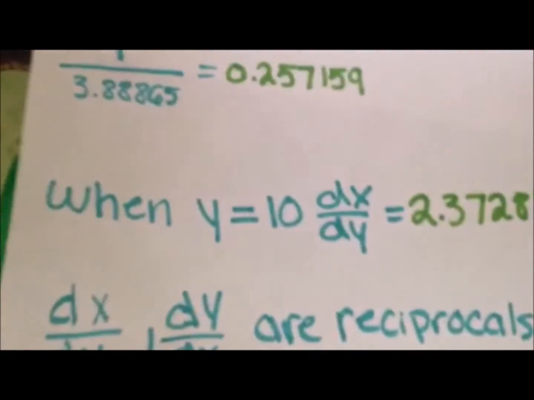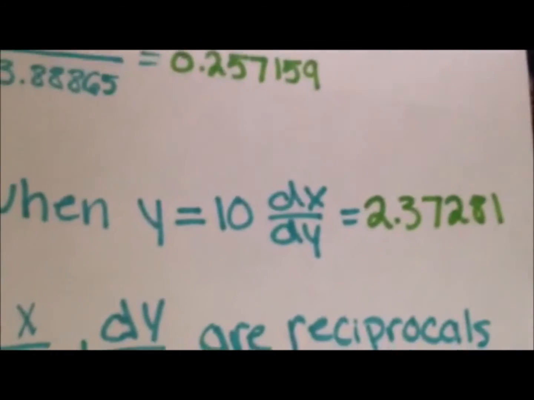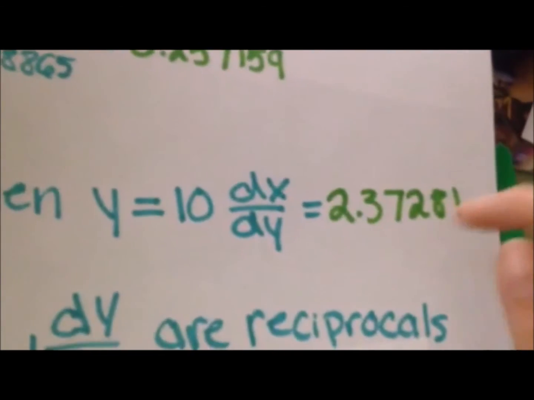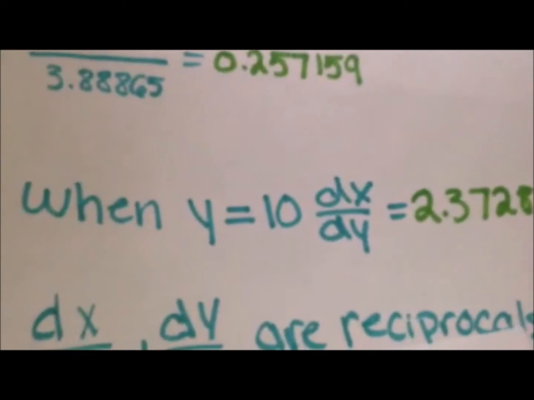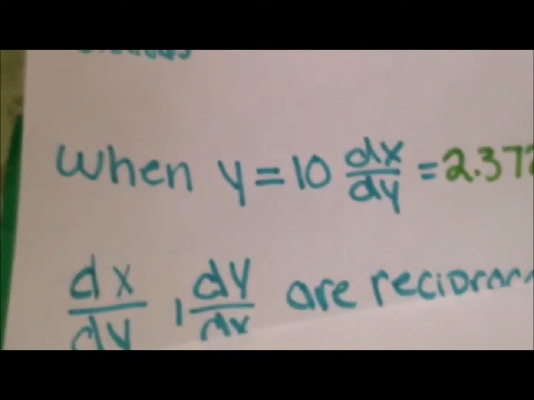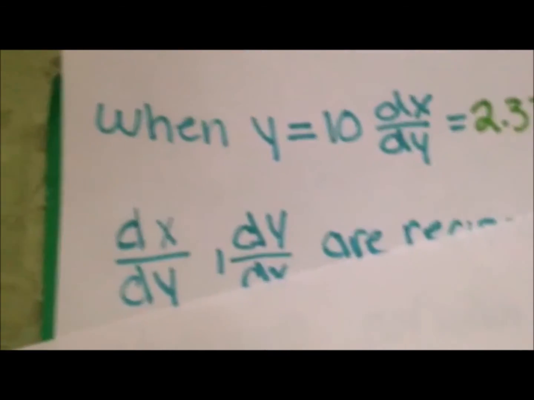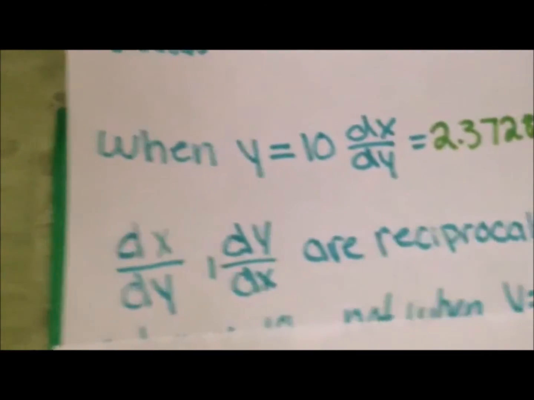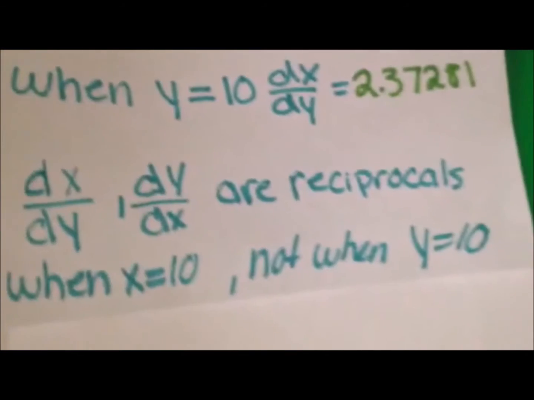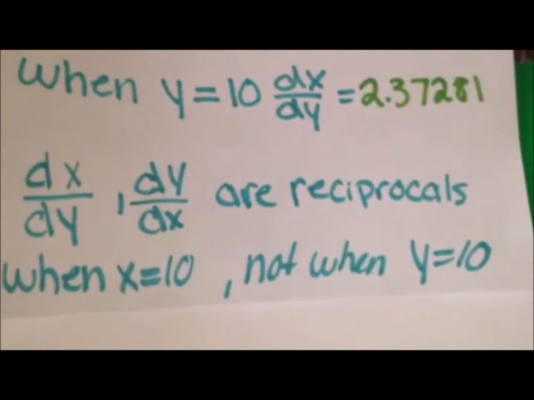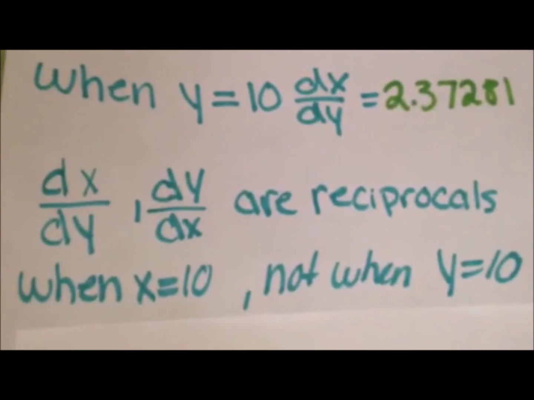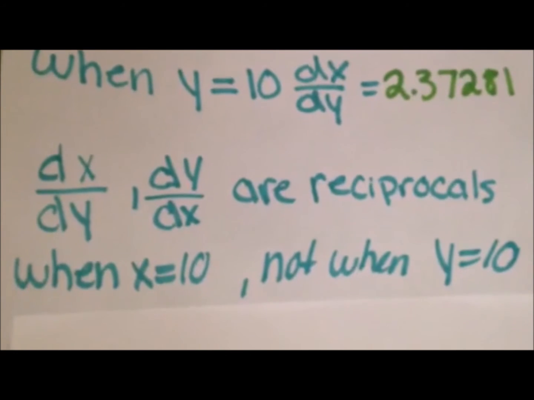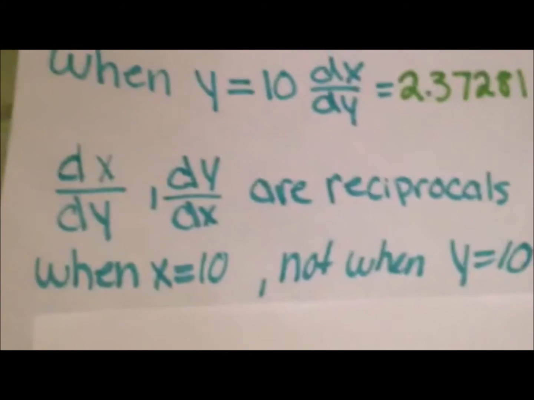Now, when y is equal to 10, dx over dy is 2.37281. This is not the same as the dy over dx value. So what we can say is that dx over dy and dy over dx are reciprocals when x equals 10, but not when y is equal to 10.